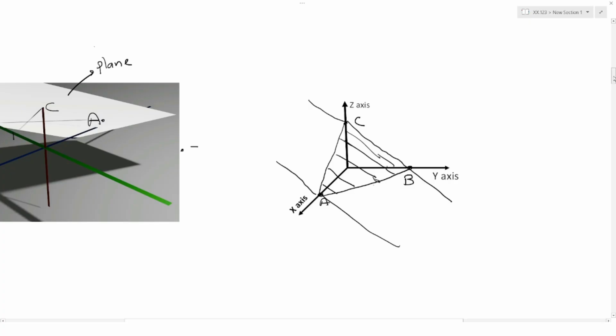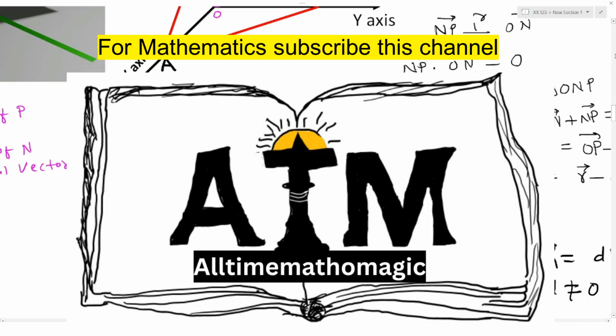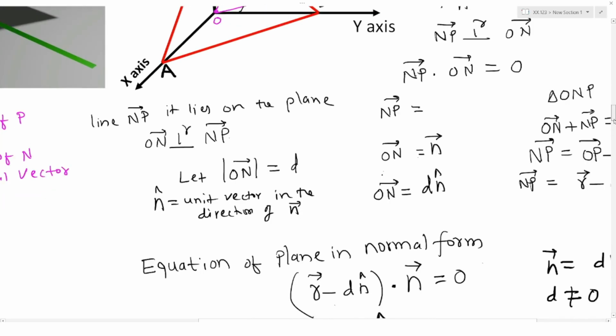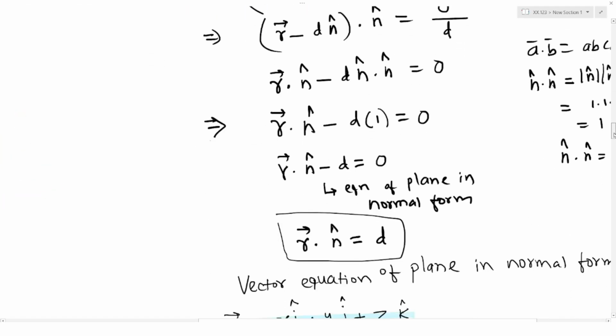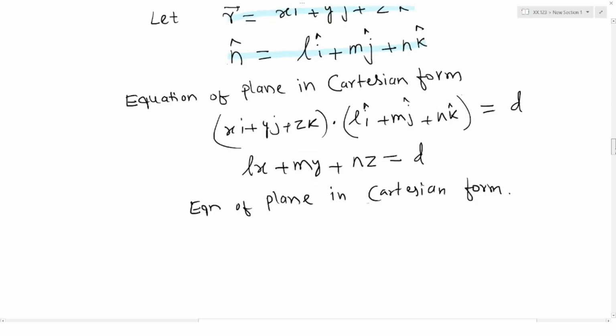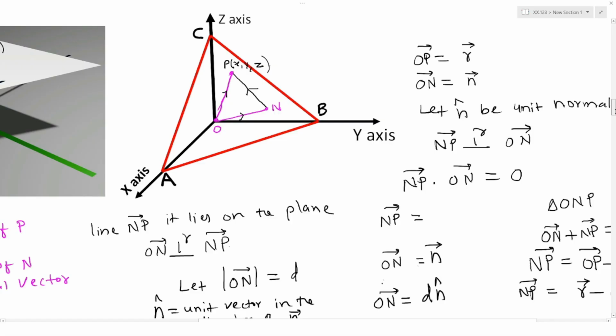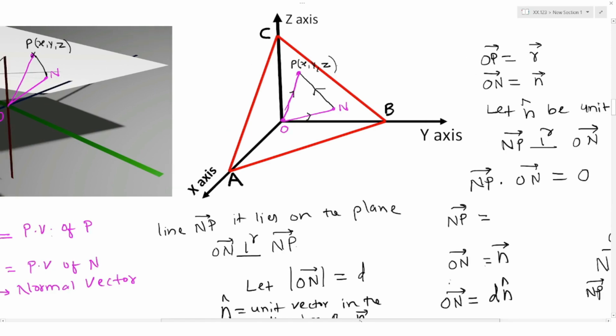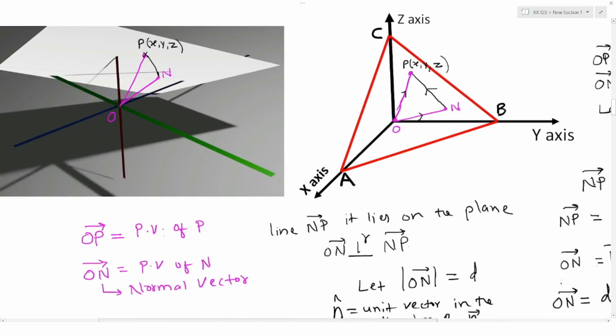We are going to understand this today in this video, as well as do and learn the step-by-step calculation to get the vector equation of a plane in normal form, as well as the Cartesian equation of a plane in normal form. So let us start today's topic to get the equation of a plane in normal form.